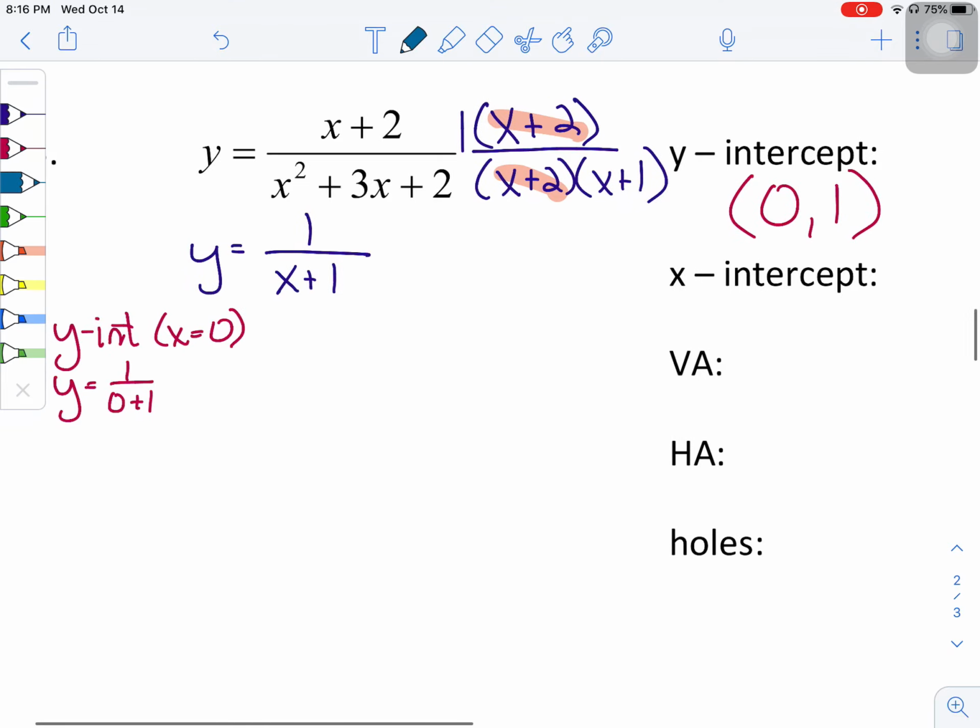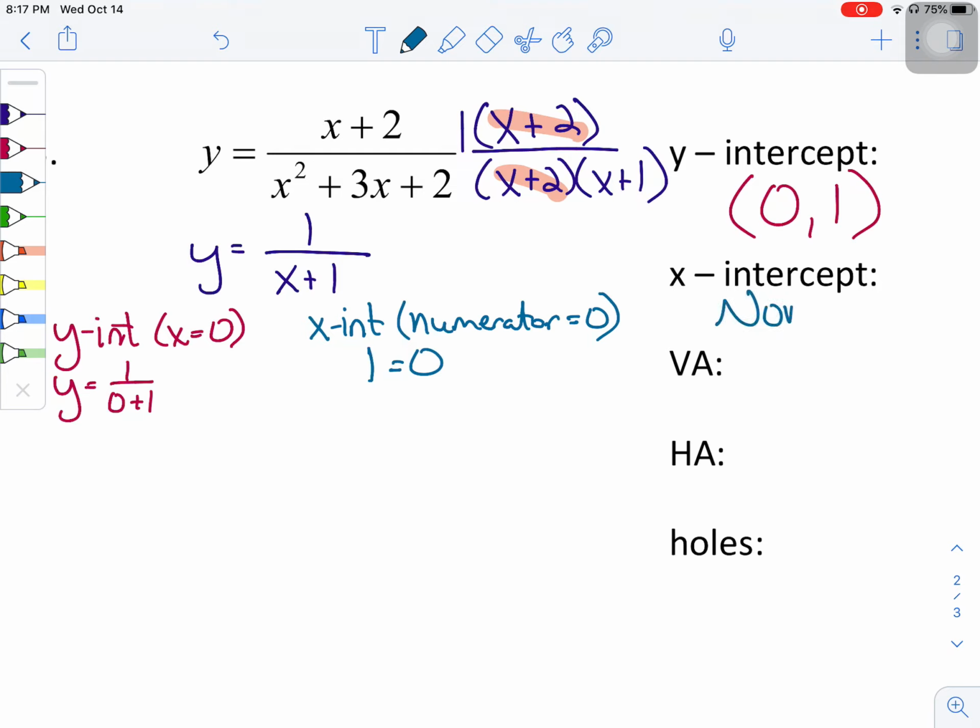X-intercept. So for the x-intercept, I am going to set y equal to 0, but really what I'm doing is setting the numerator equal to 0, all right? Because remember, the only way to make a fraction equal to 0 is if the numerator is equal to 0. So I have my numerator of 1 equals 0, and at this point my brain says no. It says no because 1 is not equal to 0. And because that is not true, and it's never going to be true, in this particular problem, you do not have an x-intercept. There's just none.